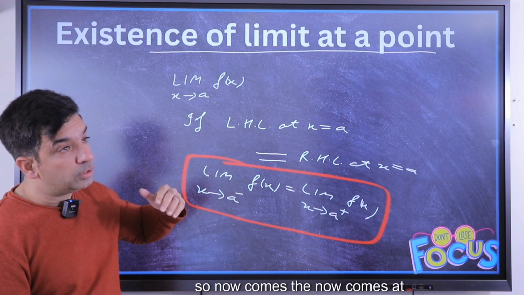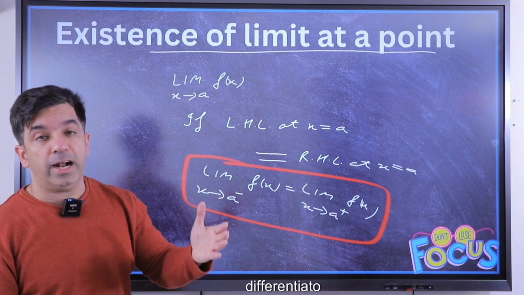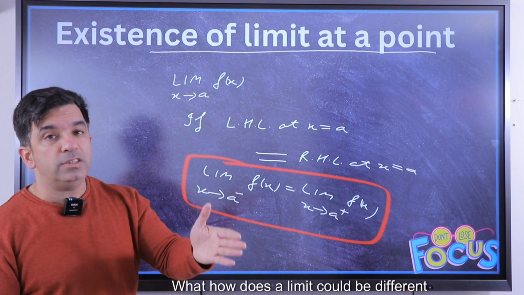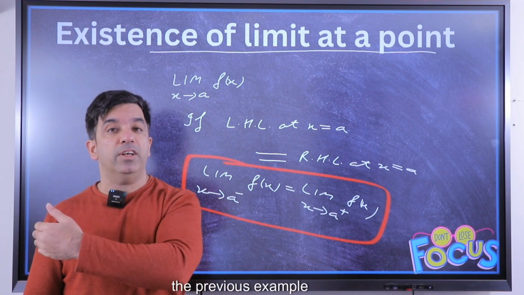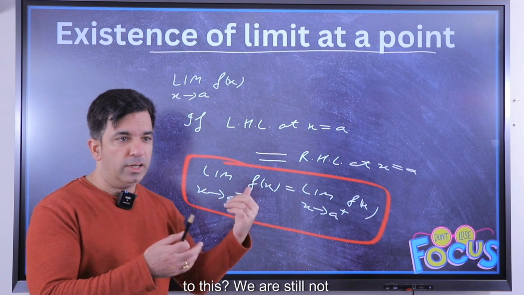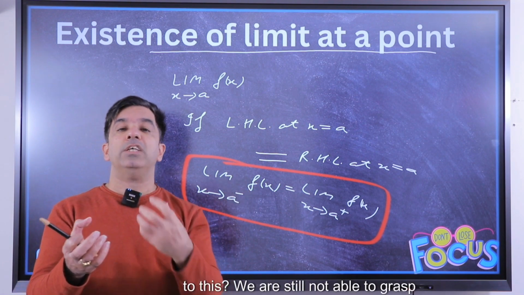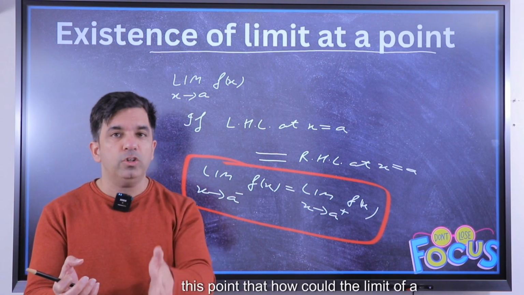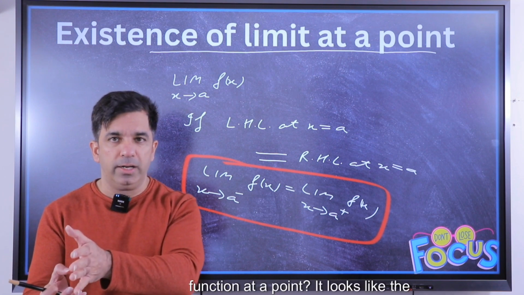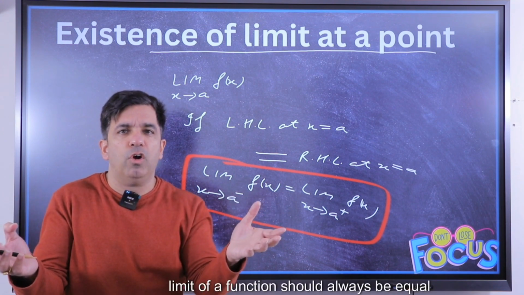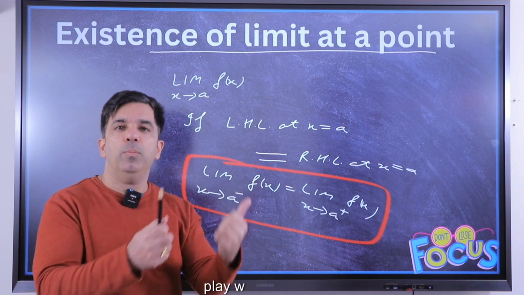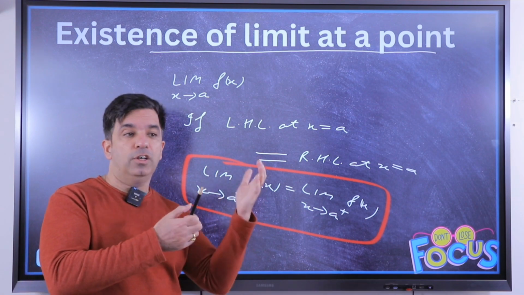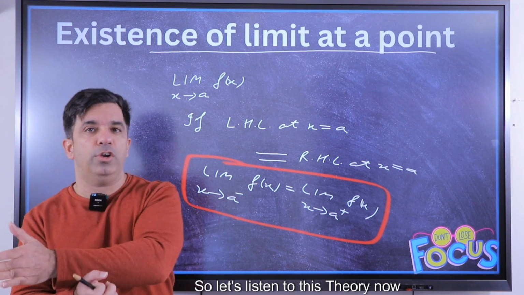So now comes the differentiator: how could a limit be different from the value of a function? Because from the previous example, or just by listening to this, we are still not able to grasp this point. It looks like the limit of a function should always be equal to the value of the function. So why is this topic in fact coming into play, why are we doing all this? So let's listen to this theory now.